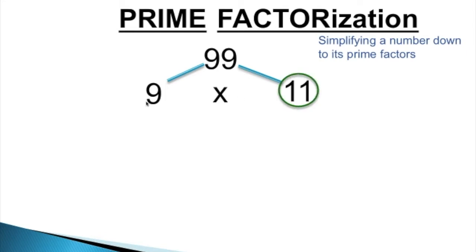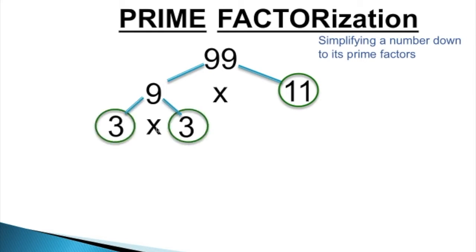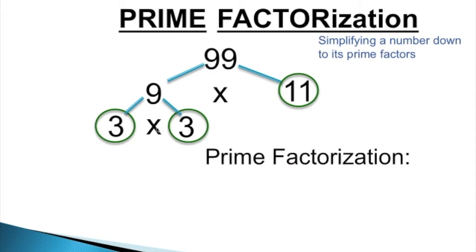But is 9 prime? No. So we have to keep breaking it down. How can we break down 9 into its prime factors? Well, 3 times 3 is 9. And since 3 is prime, now we're done. So our prime factorization is 3 times 3 times 11.